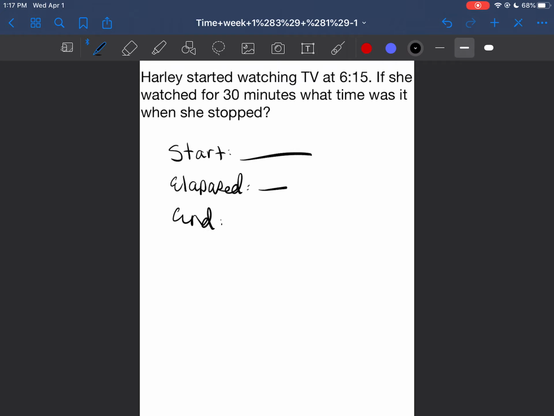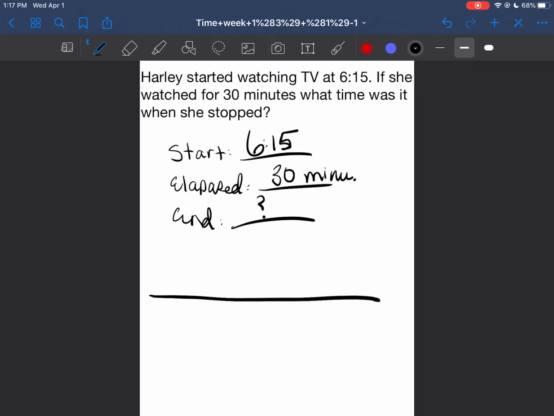All right, so let's fill in our organizer. Harley started watching TV at 6:15. So what time did Harley start? 6:15. If she watched for 30 minutes, what time was it when she stopped? So how long did she watch for? How much time has passed? 30 minutes. And now we want to know what time it was when she stopped. So again, we're finding that end time.